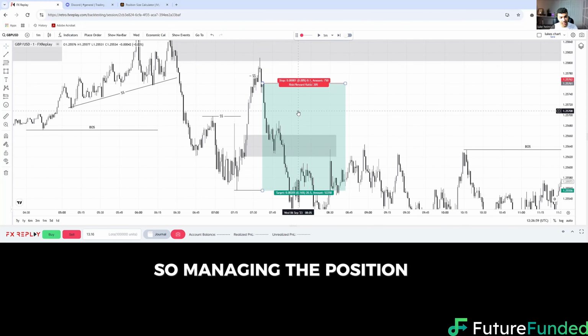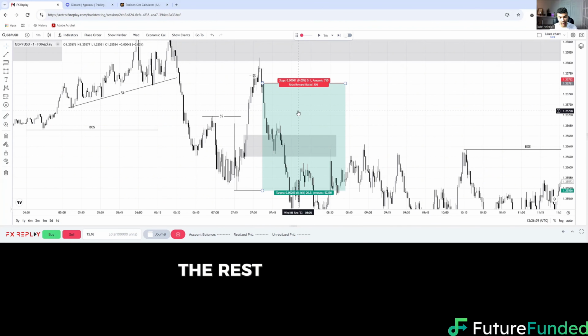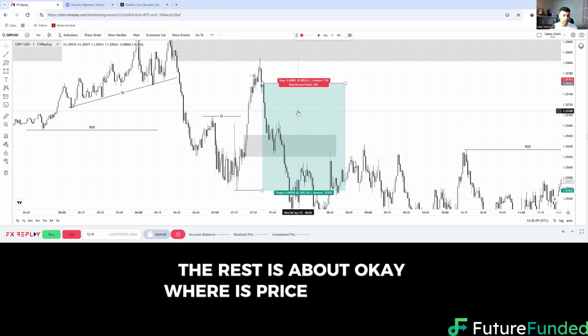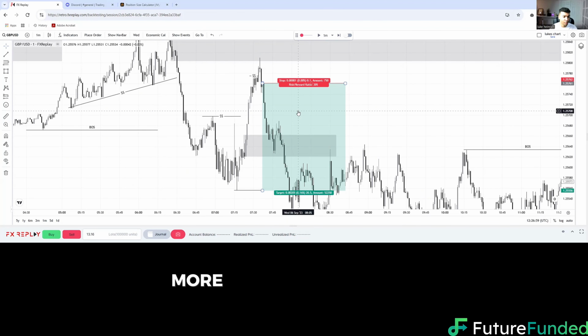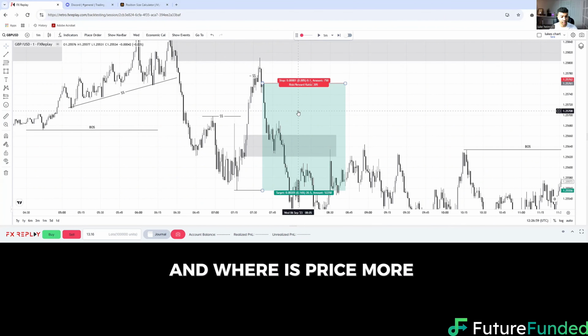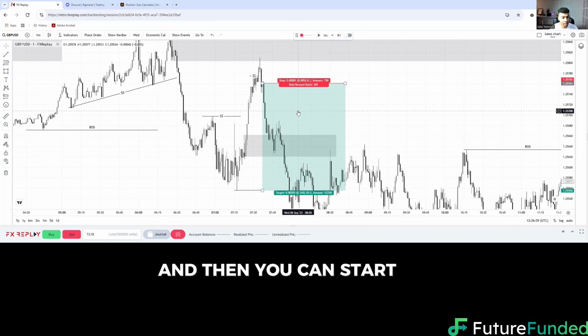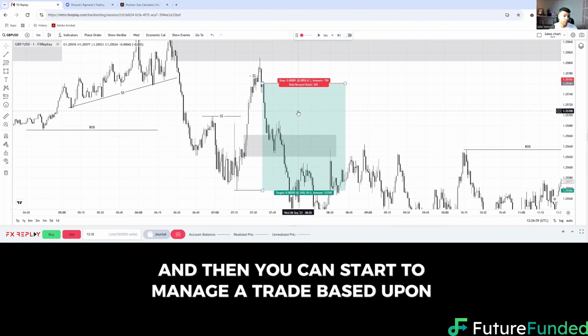So managing the position is just as crucial as taking the edge in the first place. The edge will only get you so far. The rest is about, okay, where is price more than likely, it's a game of probabilities, more than likely going to reverse on me, and where is price more than likely going to go to, in my opinion. And then you can start to manage your trade based upon that.